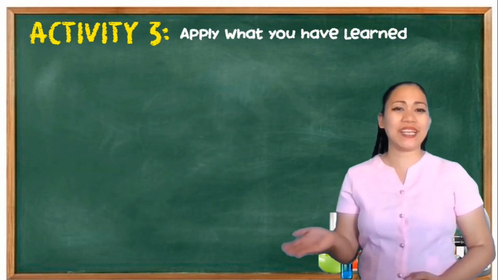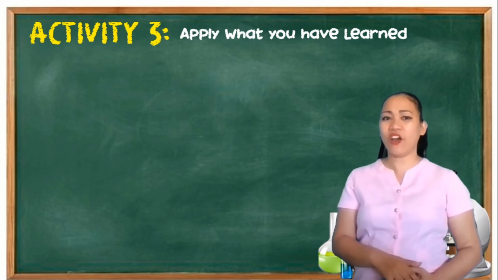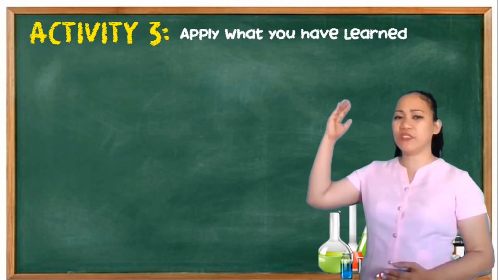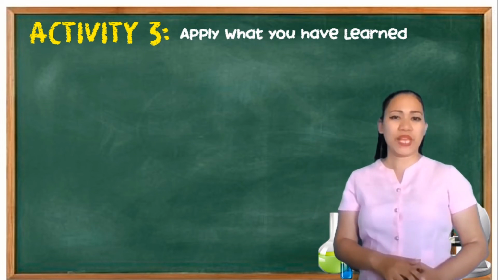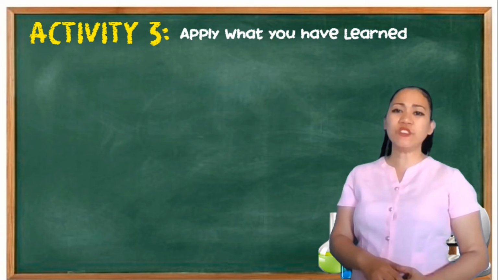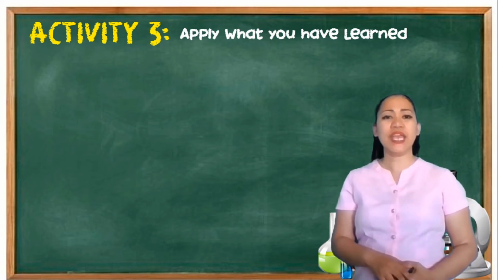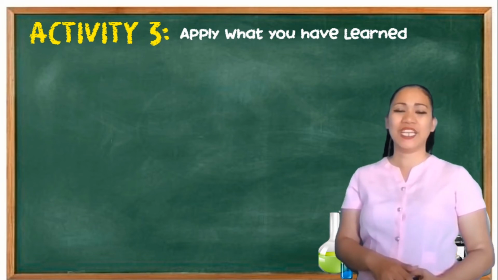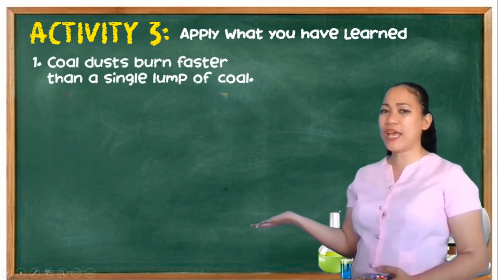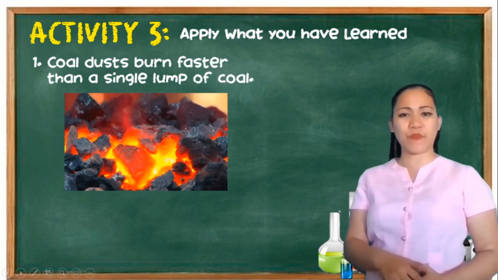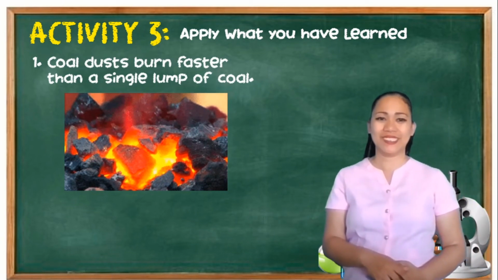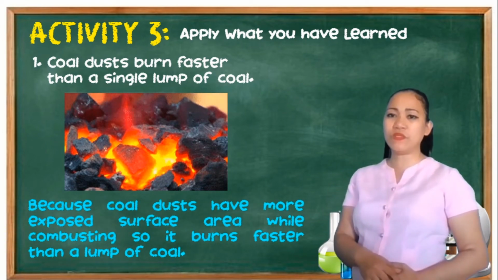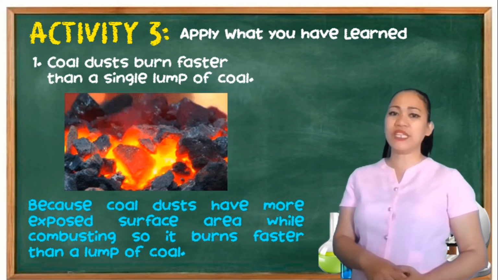Now, did you get the concept? Did you understand it all? Let us apply what you have learned by performing Activity 3. Explain the following situations based on your knowledge of the collision theory and the factors that affect the rate of reaction. First one, coal dust burning faster than a single lump of coal. Because coal dust has more exposed surface area while combusting, it burns faster than a lump of coal.